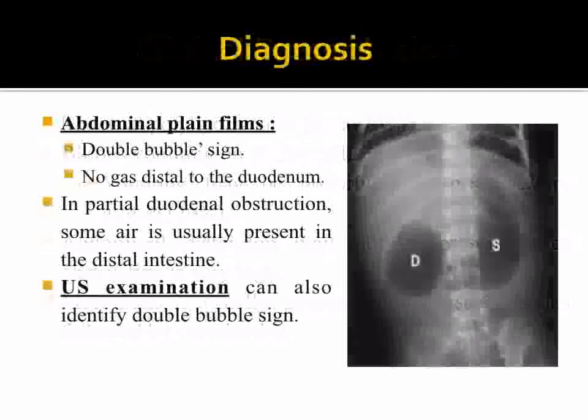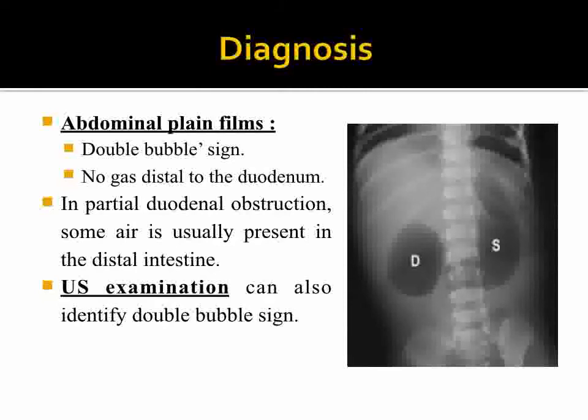After that, we will do a plain X-ray. As we said, in duodenal atresia you will find gas in the stomach and gas in the duodenum, and the rest of the abdomen will be gasless. This is called the double bubble sign, and it occurs in duodenal obstruction. There is no gas in the distal intestine if there is complete obstruction. If there is partial obstruction, you will find paucity of gas, with a little gas in the distal part of the intestine.